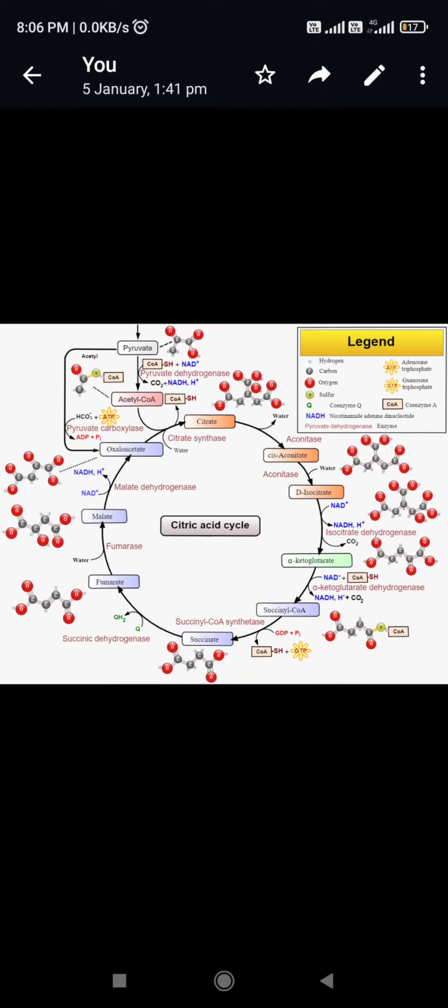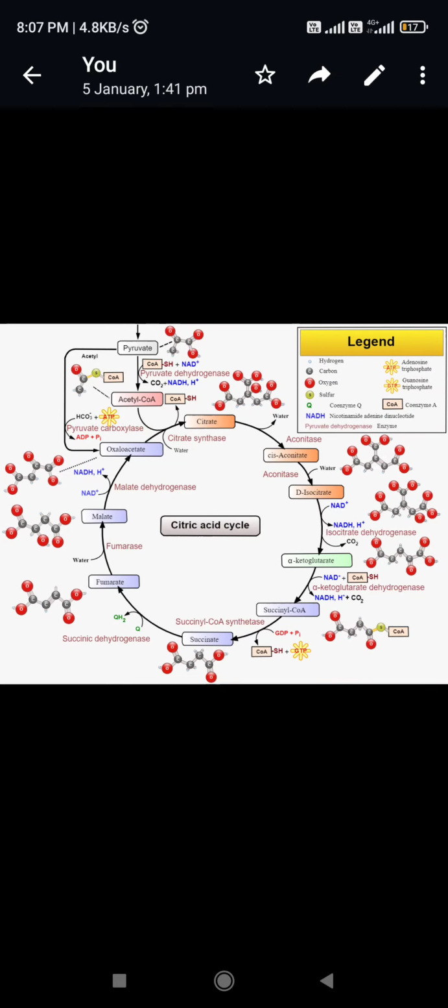The sixth step is dehydrogenation, oxidation of succinate. In this step, the 4-carbon compound succinate is dehydrogenated into the 4-carbon compound fumarate in the presence of the enzyme succinate dehydrogenase. Here FAD is converted to FADH2.